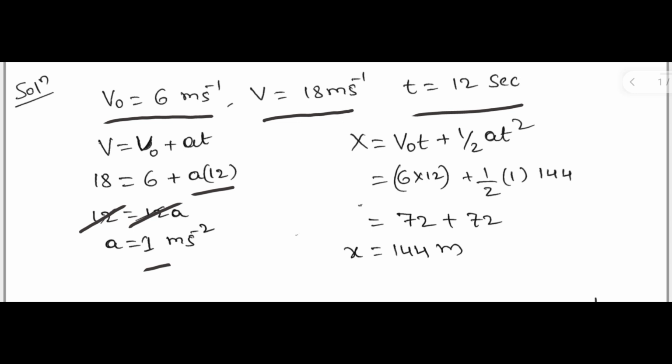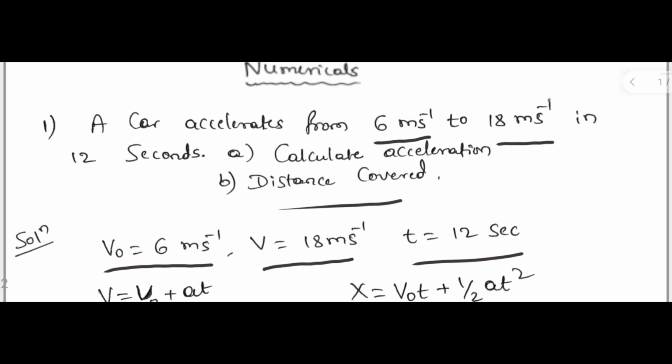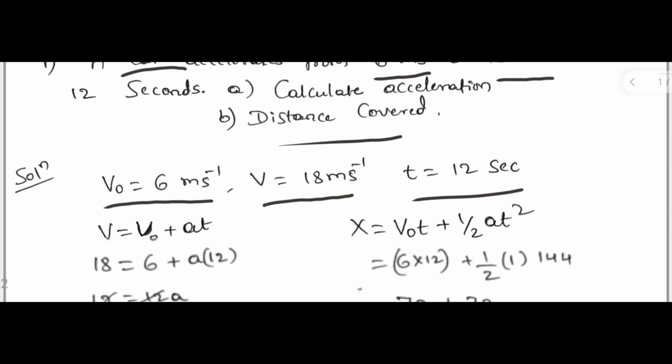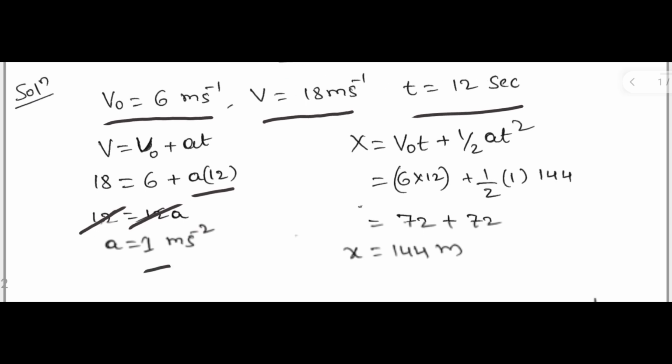And here again they ask us to find the second term, that is the distance covered. Here the vehicle is a car. Next, for finding the distance, let us consider the formula x equal to v naught t plus half at square, where x is the distance. In some textbooks, x is taken as s.